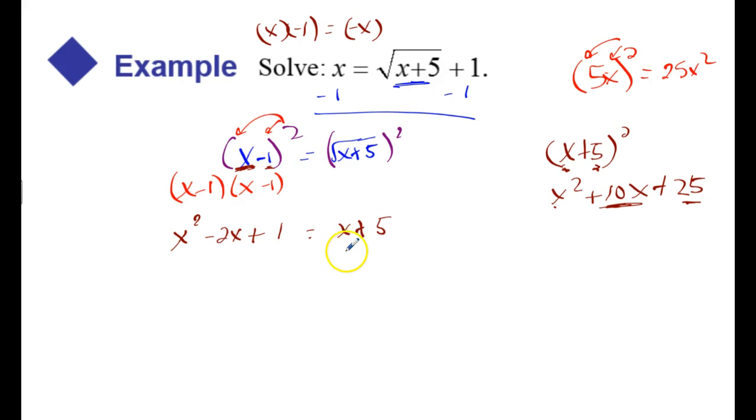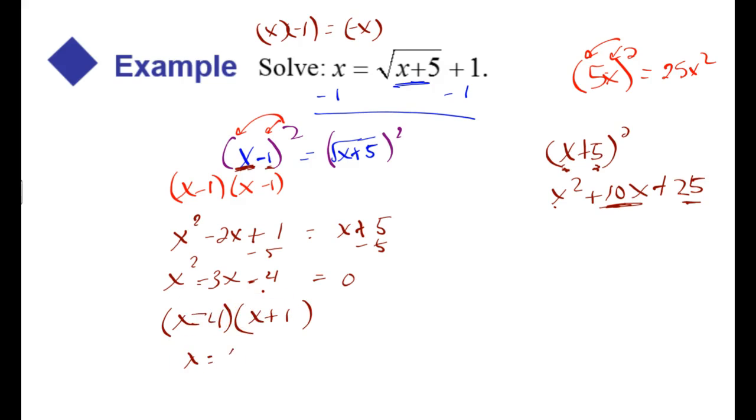You may want to try to learn something new here. So I'm going to subtract off x from both sides. Try to subtract off 5 from both sides. End up with a -4. And then look for factors of 4 that differ by 3. I think that's 4 and 1. Signs are going to be different. The larger one is negative. And we get x equals 4 and x equals -1.